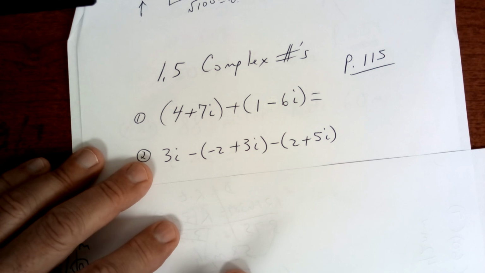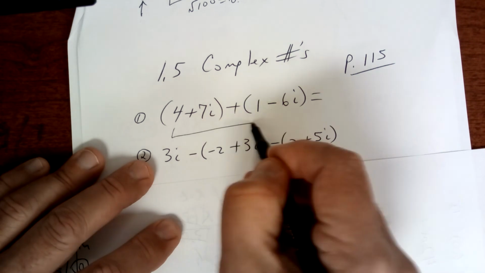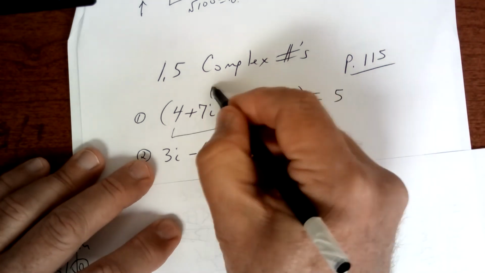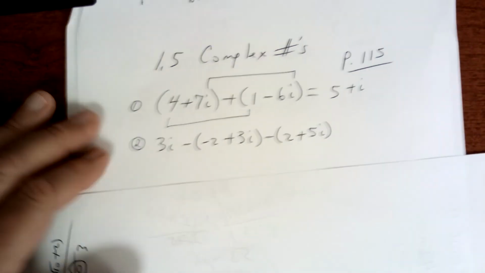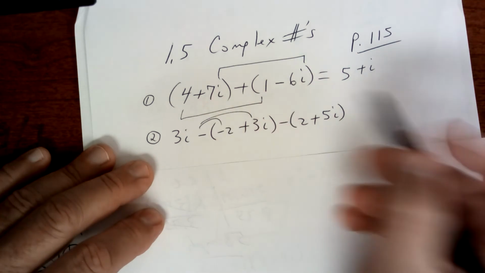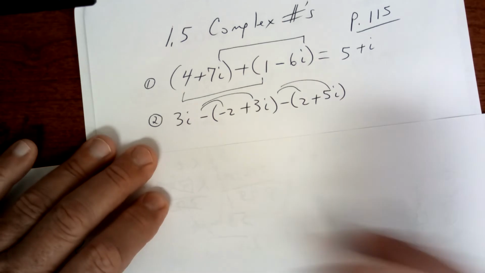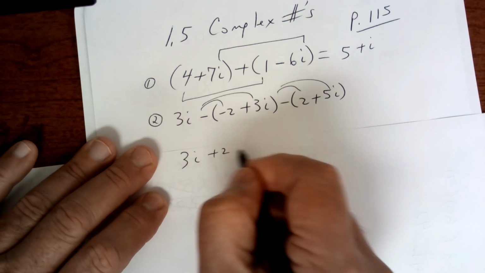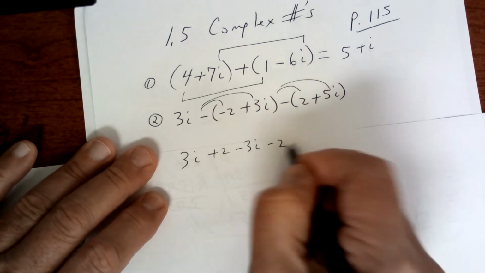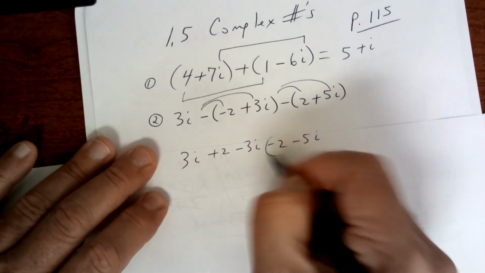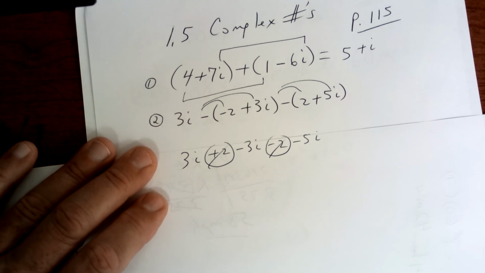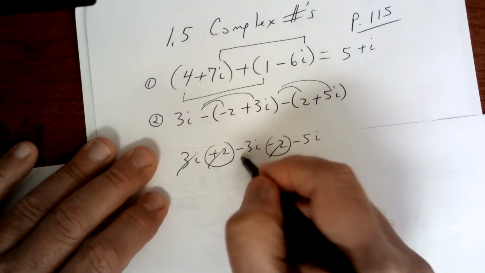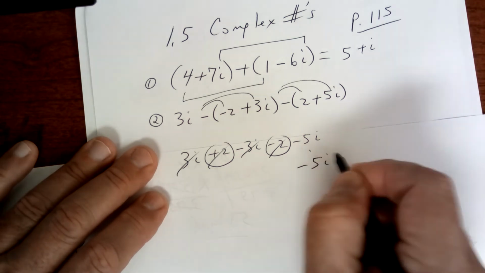Okay, so when you add these up, what you're going to do is add up this and this. So you're going to get 5, and then you're going to add up your imaginary numbers, which gives you plus I, or 1I. This one right here, you have to distribute the negative sign, and then you got to combine like terms. So you're going to get 3I plus 2 minus 3I minus 2 minus 5I. So you're going to take all of these, this and this cancels. And let me look at everything else and see what's going on. So this looks like the 3's cancel, and this gives me a negative 5I. Double check that, make sure that looks right.